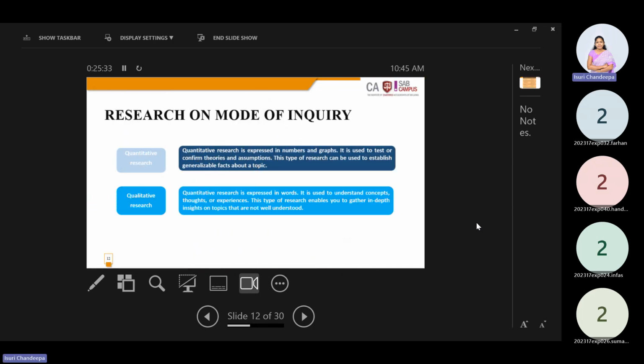Third one, based on the mode of inquiry, you can identify two types of research. What are those two? Quantitative and qualitative. This is the most important thing, whether you are going to study with quantitative or qualitative research. Identify the differences between quantitative and qualitative research.